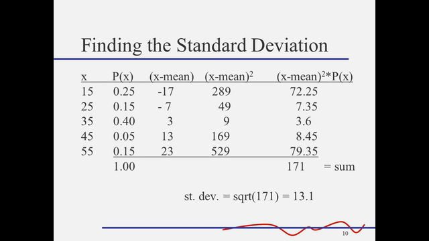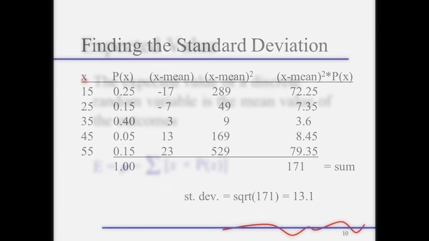Then we add the values in column 5 to get a sum of 171. That's our variance for the probability distribution. To get the standard deviation, we take the square root of 171 to get 13.1.